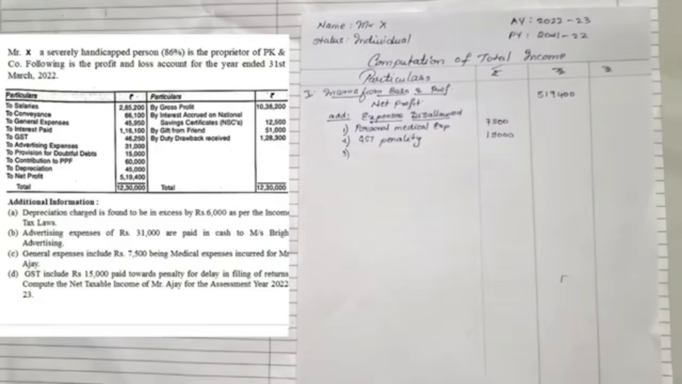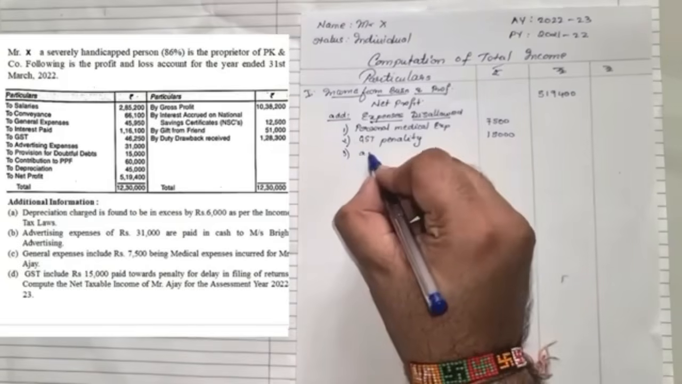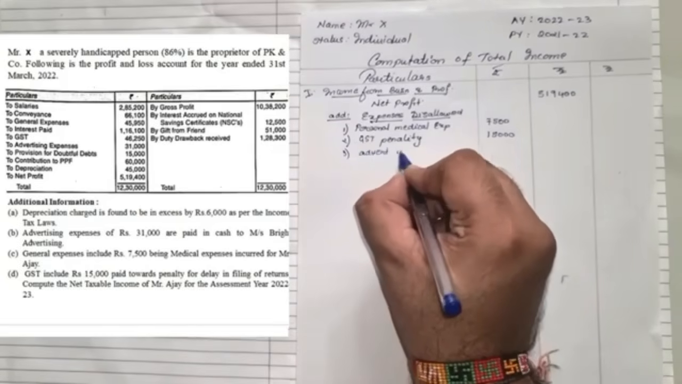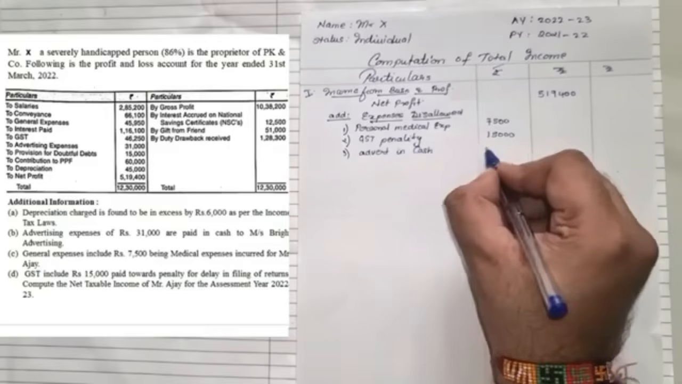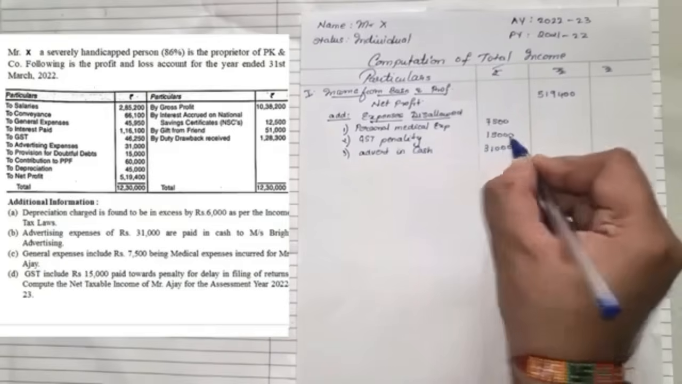Next, we have advertisement. Advertisement is a normal business expense, but they are giving you an adjustment. That advertisement expenses of 31,000 are paid in cash. Now the rule is up to 10,000, if you're making payment in cash, it's allowed, but above 10,000, if you're making any payment in cash, it is completely disallowed. So I'll write here advertisement in cash, fully disallowed, 31,000.